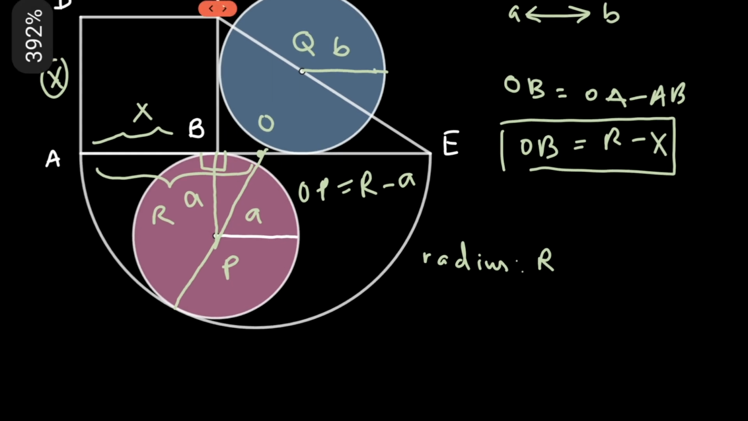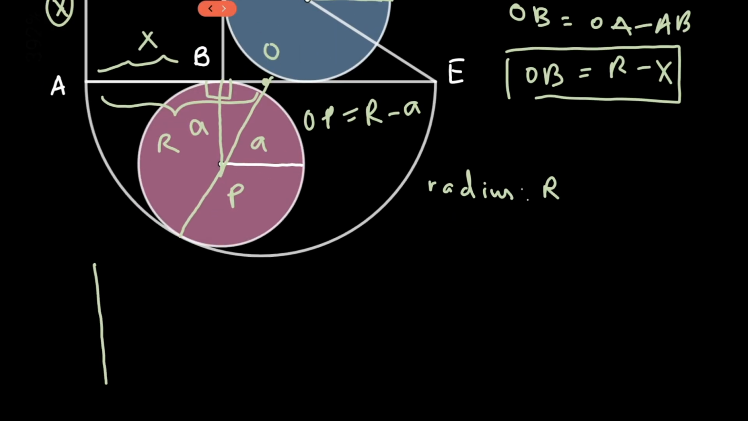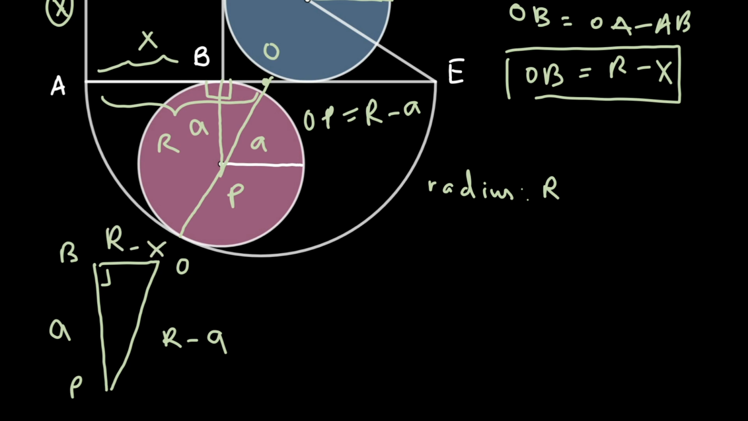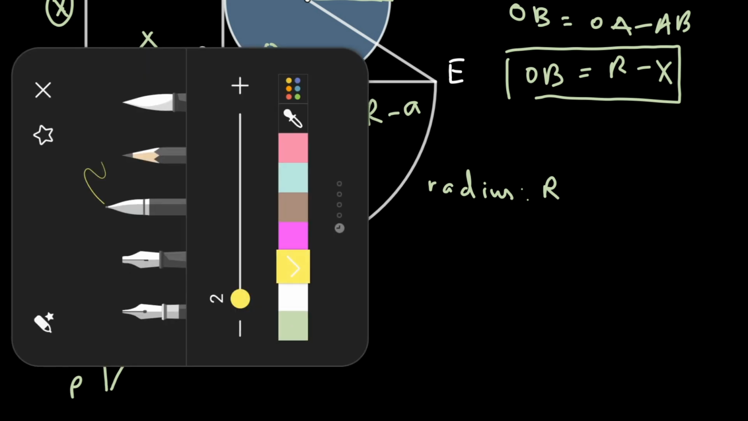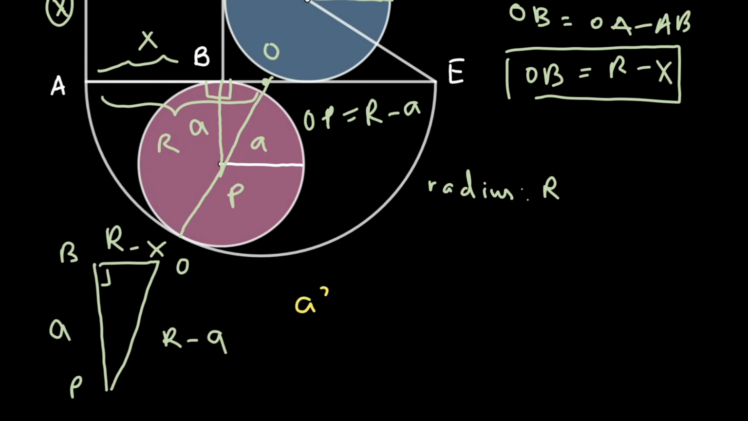So let me just redraw that triangle outside. So the triangle is like this, this and this. Here is the 90 degrees, the point P, the point B, the point O. The distance of OP is R minus A. The distance of PB is equal to A and the distance of OB is R minus X. So in this triangle we can simply apply the Pythagoras theorem. Therefore A square plus (R minus X) the complete square equals (R minus A) the complete square.